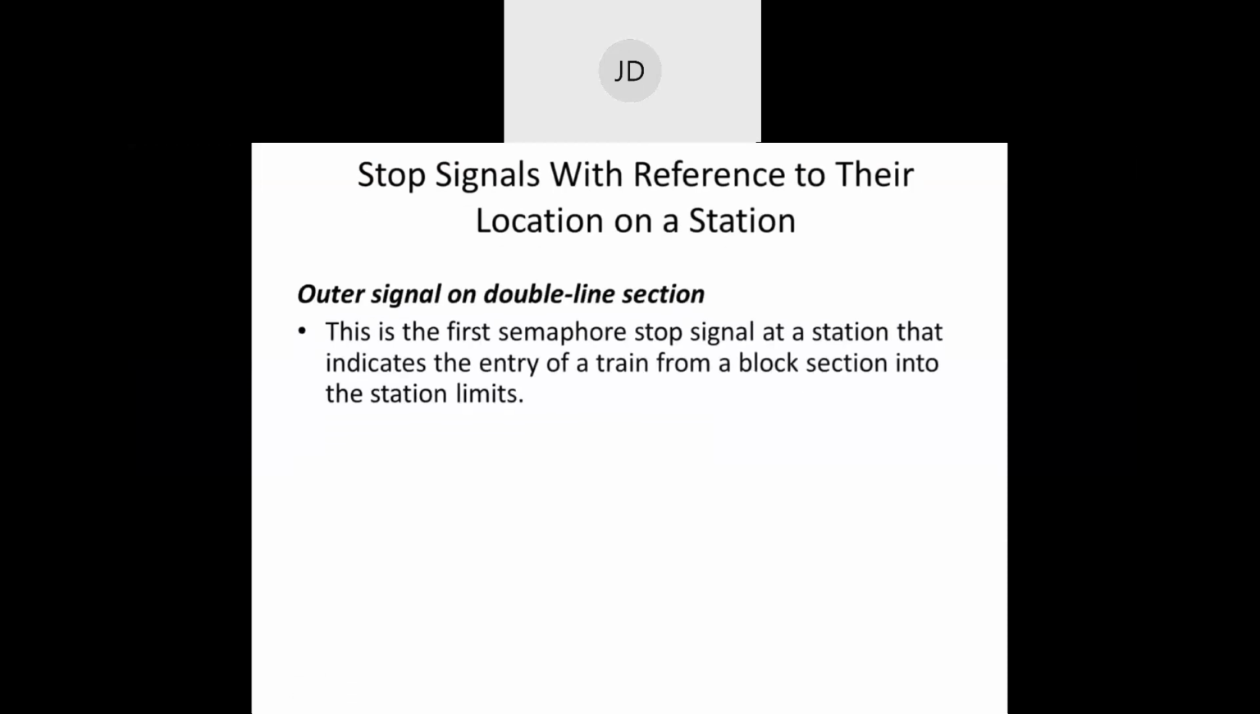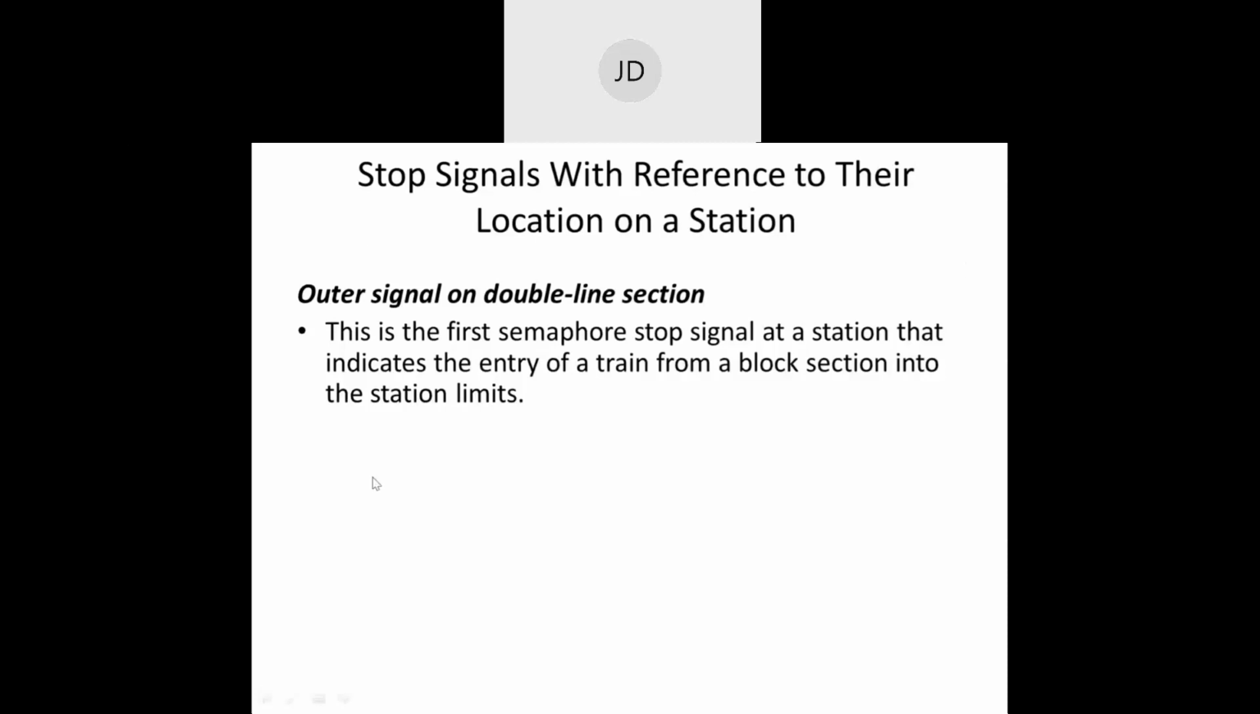So in today's class we're going to discuss stop signals with reference to their location on a station. That means based on location, a particular stop signal can be classified under different types, like outer signal, routing signal, home signal, even starter signal. All are examples of stop signals. Fine.